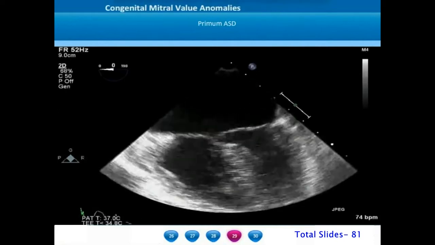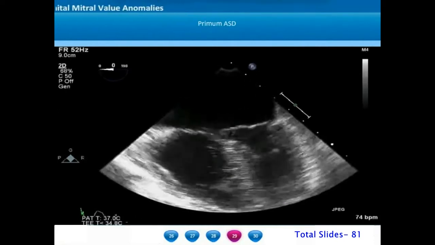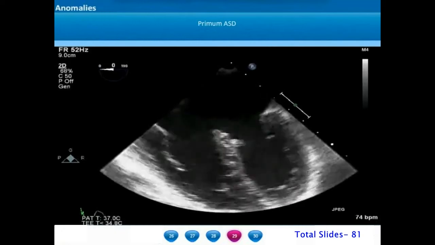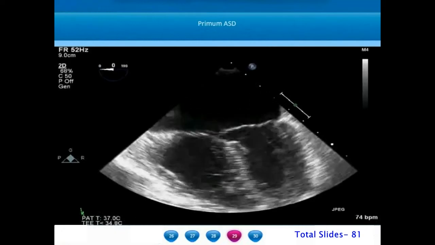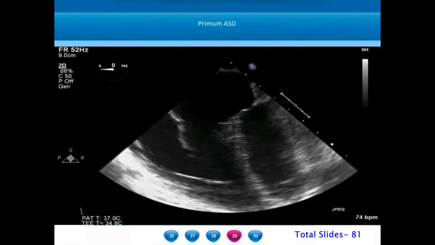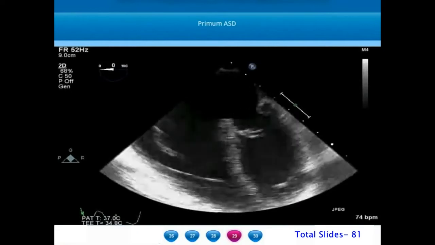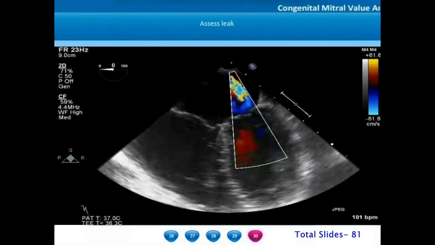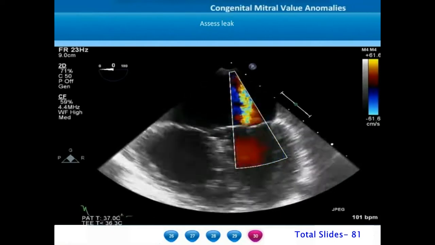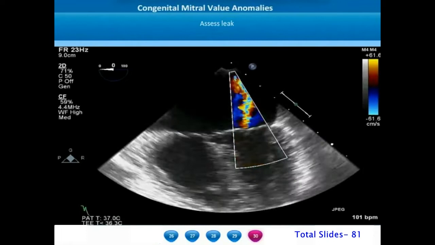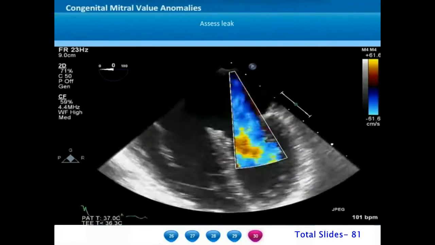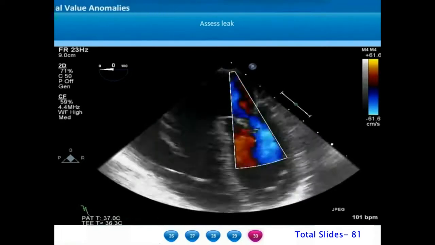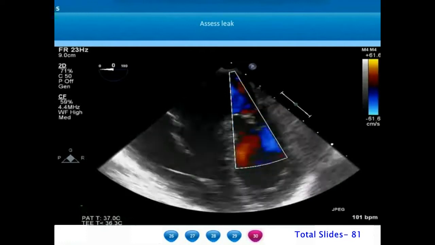Cleft of the anterior mitral leaflet that is directed towards the interventricular septum is often associated with a large primum atrial septal defect in partial AV canals. In this four-chamber view of transesophageal echocardiogram, we are able to appreciate the central jet of mitral regurgitation caused by the cleft of the anterior mitral leaflet.